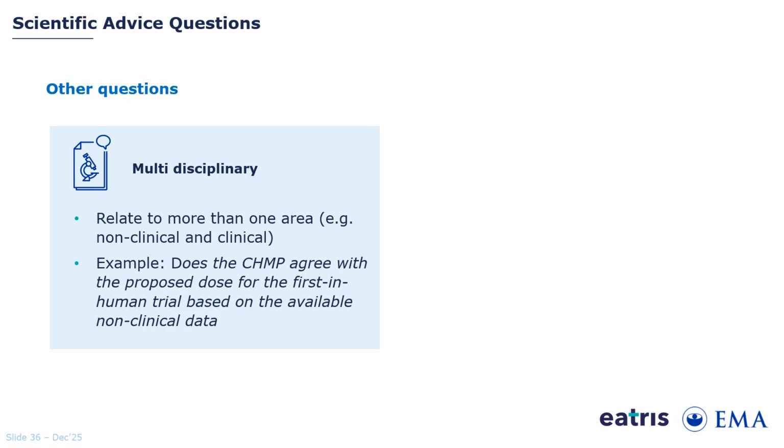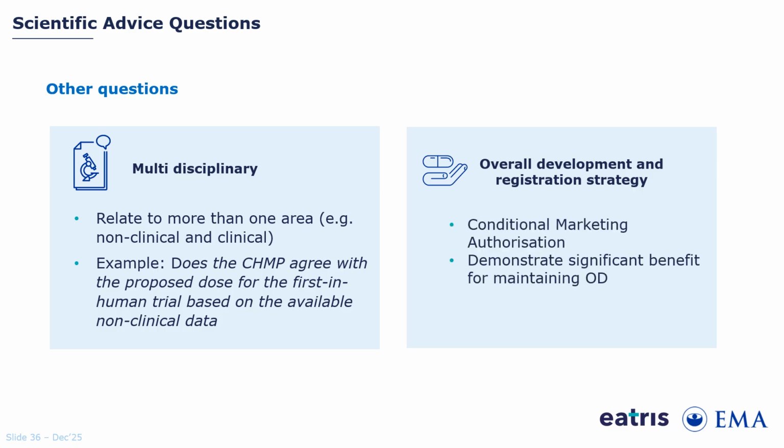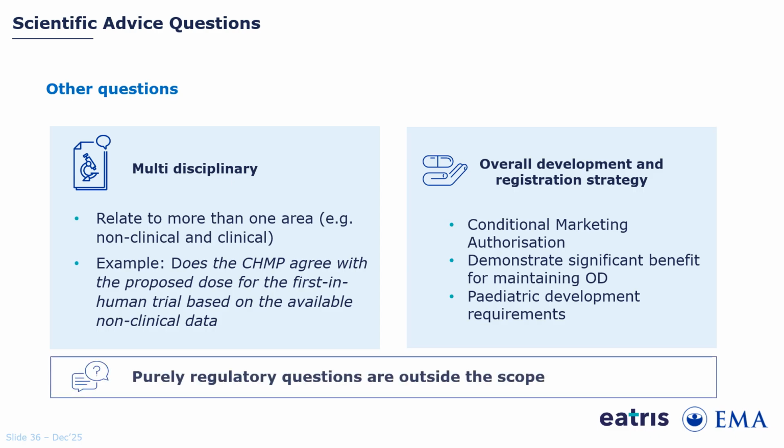Applicants may also raise questions about the overall development and registration strategy for their product, for example, how their proposed studies could support conditional marketing authorization, demonstrate significant benefit for maintaining orphan designation, or address pediatric development requirements. It is important to note that purely regulatory questions, such as formal eligibility for conditional marketing authorization, are outside the scope of scientific advice. When including such a question, applicants are advised to explain how their product meets the criteria for the proposed pathway, and to provide a sound scientific justification to support their request for advice.